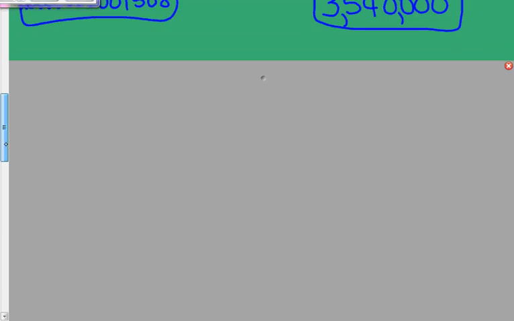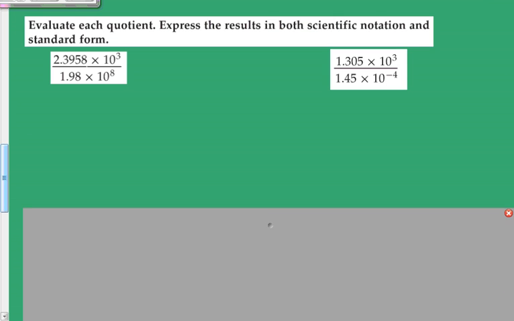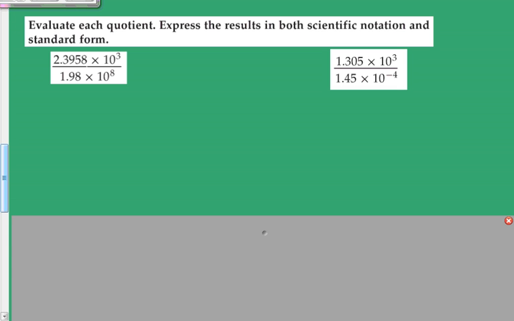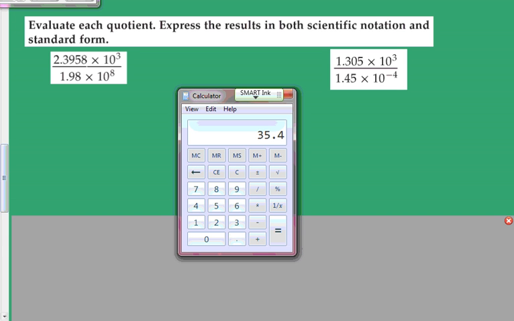Okay, guys, I have to show you some division, and we'll be finished. So let's go on down to some division problems. Same drill. We will divide our numbers like normal. 2.3958 divided by 1.98 gives us 1.21 times 10. Now, the rule with dividing powers of the same base is we subtract the exponents. So it's 3 minus 8, so it's 10 to the negative 5.